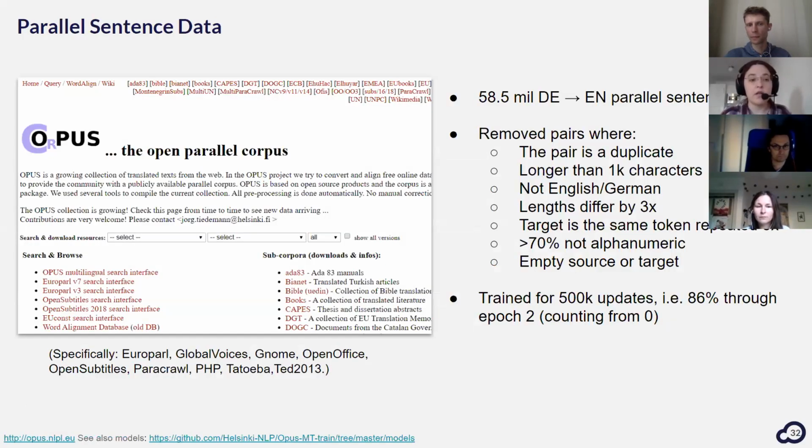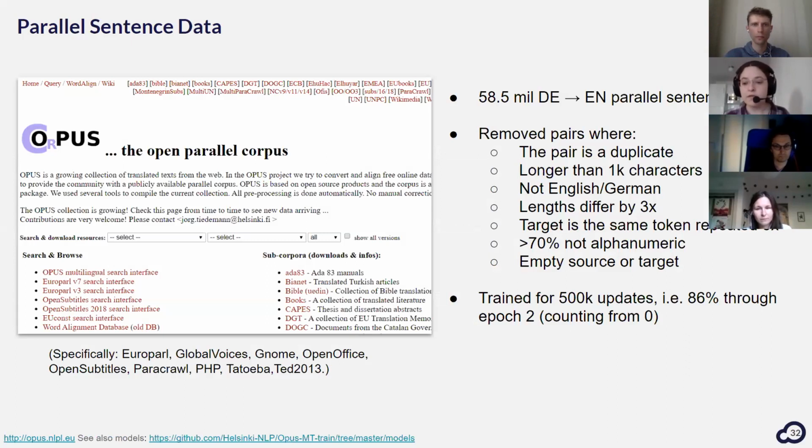And for training the generic model itself, we used parallel sentence data that's available from the Opus corpus. We ended up using around 58.5 million German to English parallel sentences. We did have to clean the data a bit, so we removed pairs where the pair is a duplicate, or it's the wrong language, or it's not alphanumeric, and some heuristics like that to clean up the data.